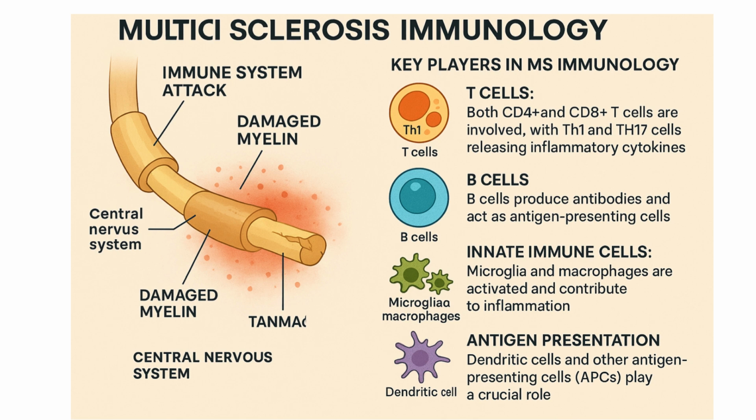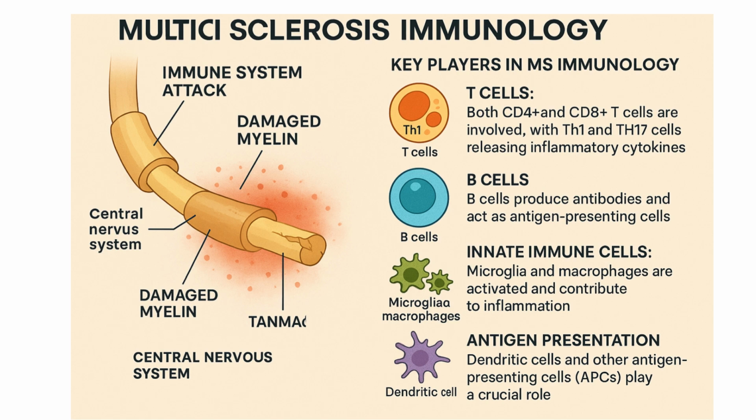Key players in MS immunology: T cells. Both CD4+ and CD8+ T cells are involved in the inflammatory process, with Th1 and Th17 cells being particularly implicated in the pathology of MS. These cells release inflammatory cytokines like interferon gamma and interleukin-17, which contribute to myelin damage. B cells. B cells also play a role in MS, potentially through the production of antibodies that target myelin components and by acting as antigen-presenting cells.